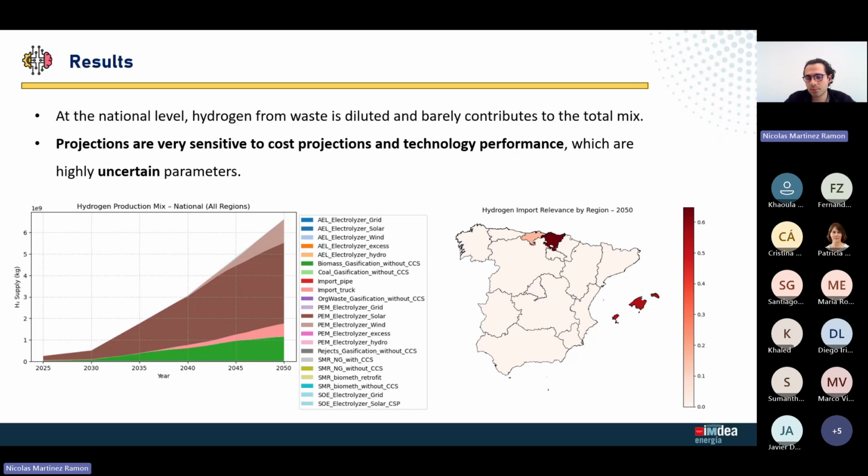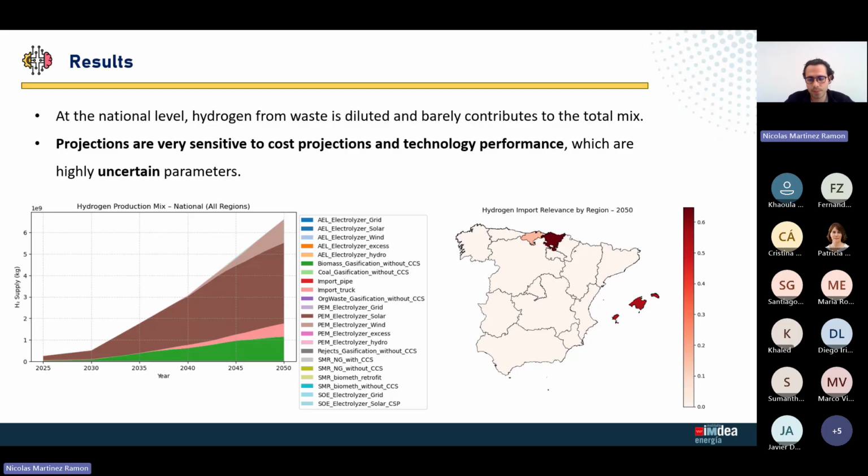Another result of this model is that it also enables us to see which regions of Spain, in this case, will have relevant import demand for hydrogen, which are basically the two in the north and the Balearic Islands.